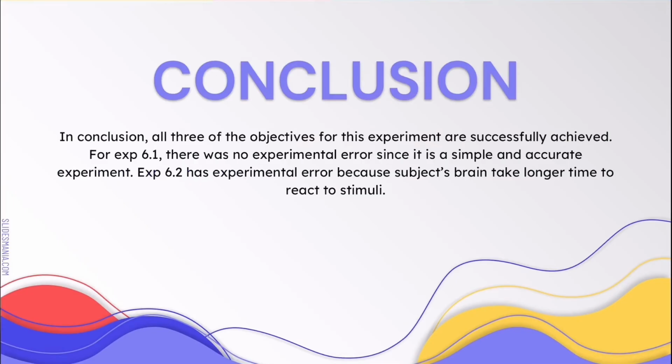In conclusion, all three of the objectives for these experiments are successfully achieved. For experiment 6.1, there was no experimental error since it is a simple and accurate experiment. Experiment 6.2 has experimental error because the subject's brain takes longer to react to stimuli.